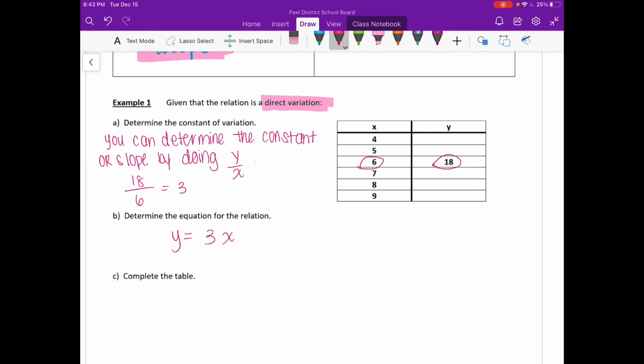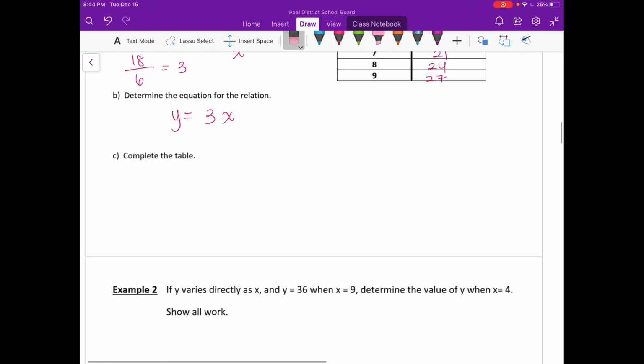So let's just complete this table. Let's go in and say, all right, y is equal to 3x and x is 4. Y is equal to 3 times 4, 12, 15. 7 times 3 is 21. 8 times 3 is 24. 27. Another way we could figure this out, this seems to be increasing by 3 each time. You're just adding 3. Okay? So we completed the table.